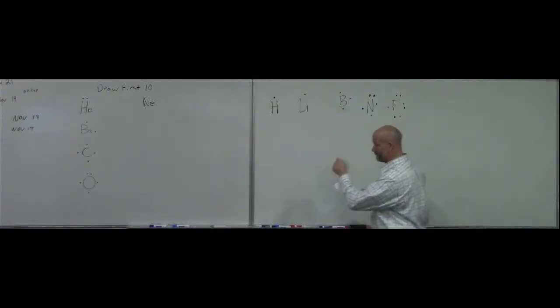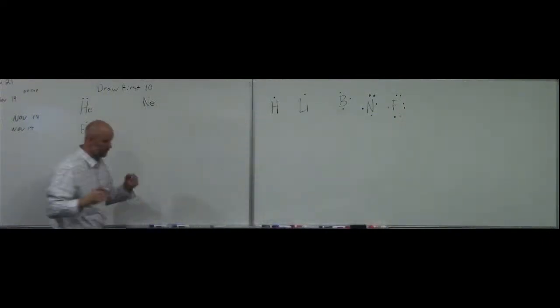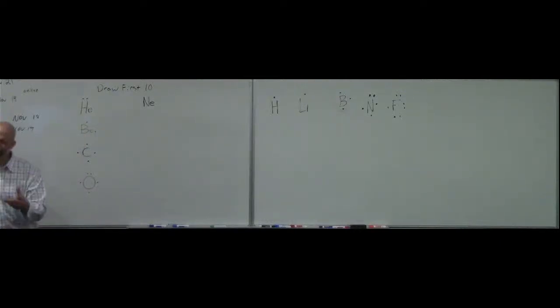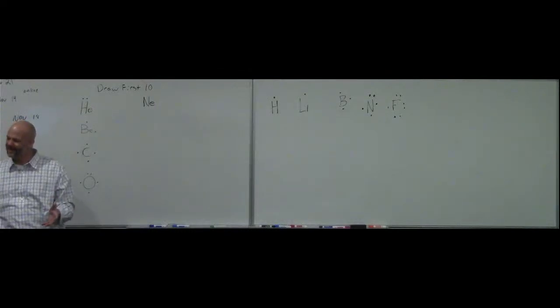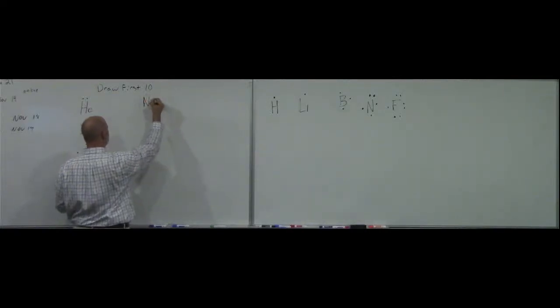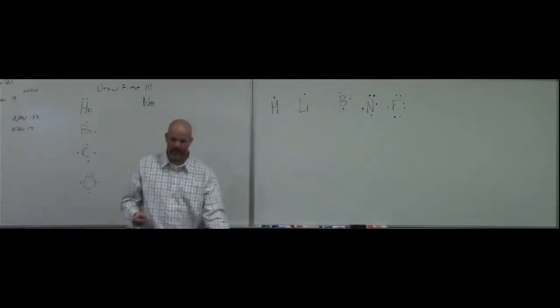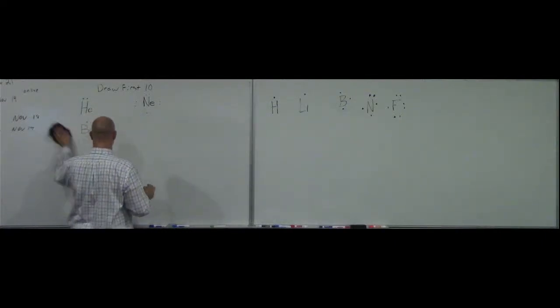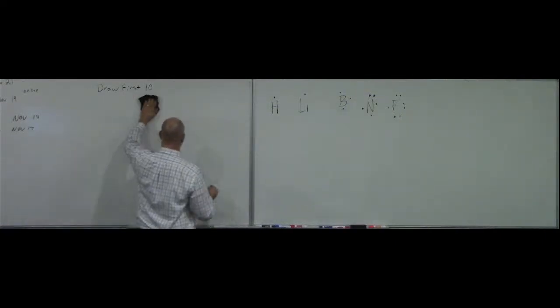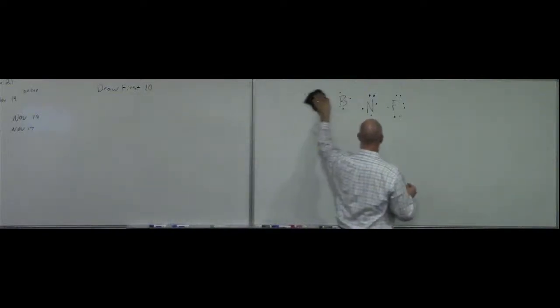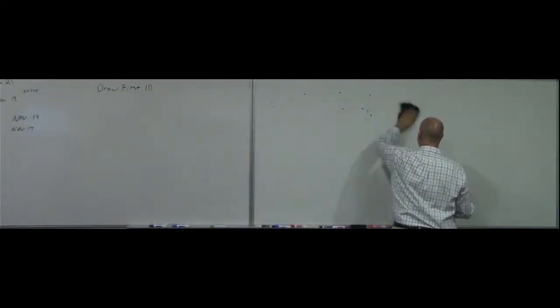Good. And next comes neon. Neon has 10. How many in the valence? 2, but no, not in the valence. 8. 8 in the valence. So it gets 1, 2, 3, 4, 5, 6, 7, 8. And neon's full. Okay? So this is good. You can look at your periodic table and figure out exactly how many valence electrons or how many dots to draw for every single one.